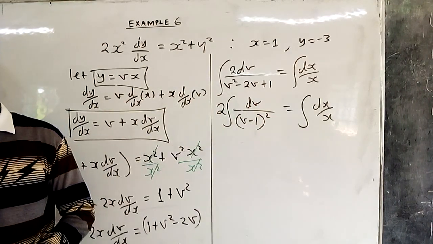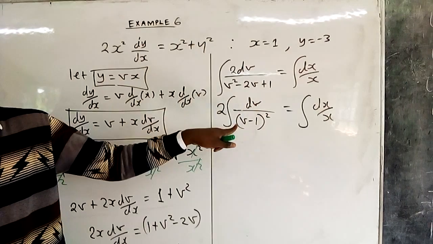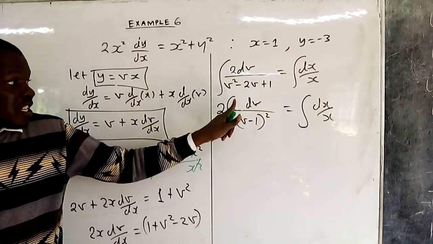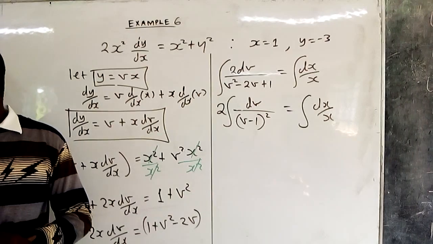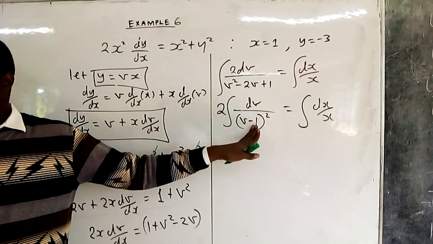That is, there's no partial fraction there. This is algebraic substitution because we don't have v dv. If it is v dv, then it means you have to resolve it into partial fractions, isn't it? But here we have dv over (v minus 1) squared.